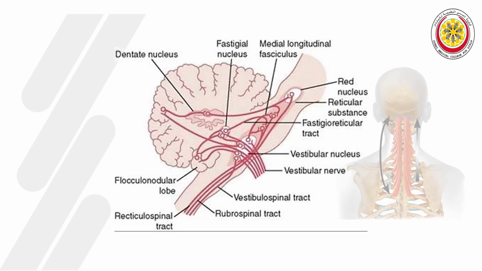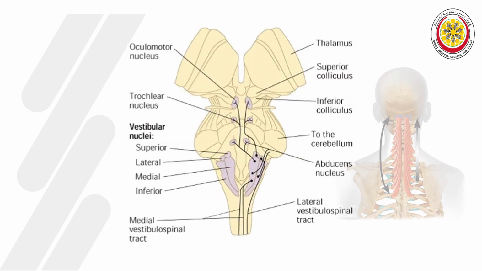We already saw this. So this is the vestibulospinal tract, but with the connections of the different parts of the cerebellum. This is the folliculonodular lobule. You know it is the part of the cerebellum responsible for balance. And this is just the different connection.